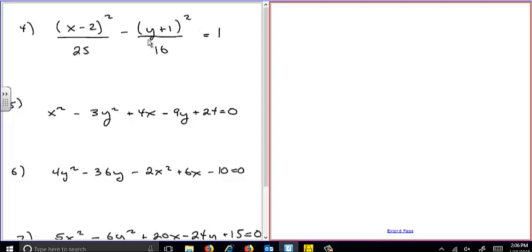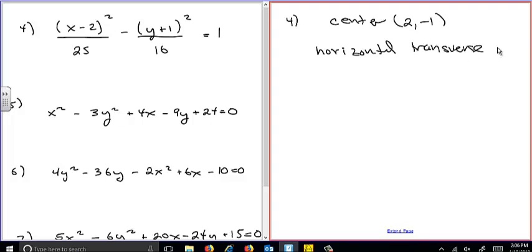Horizontal or vertical transverse axis. Well, let's do the center first. The center is 2, comma, negative 1 from these. A goes with the horizontal number, so it is a horizontal transverse axis.